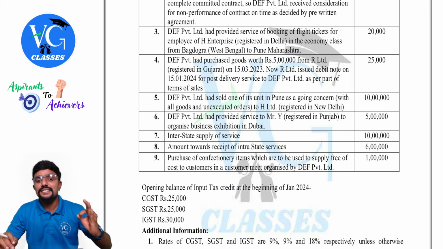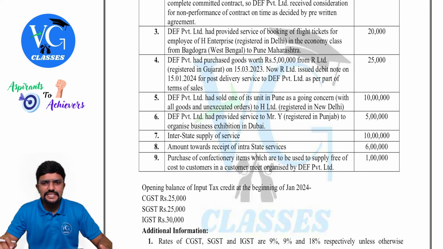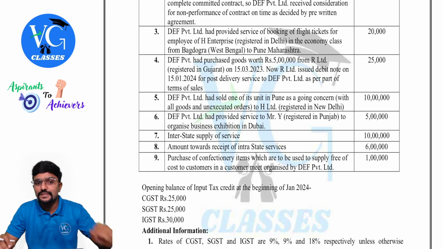Next, interstate supply of service 10 lakh, IGST is levied on this. Amount towards receipt of intrastate services 6 lakh, intrastate services. Fine. Next, purchase of confectionery items which are to be used to supply free of cost to customers in a customer meet organized by DEF Private Limited for 1 lakh.